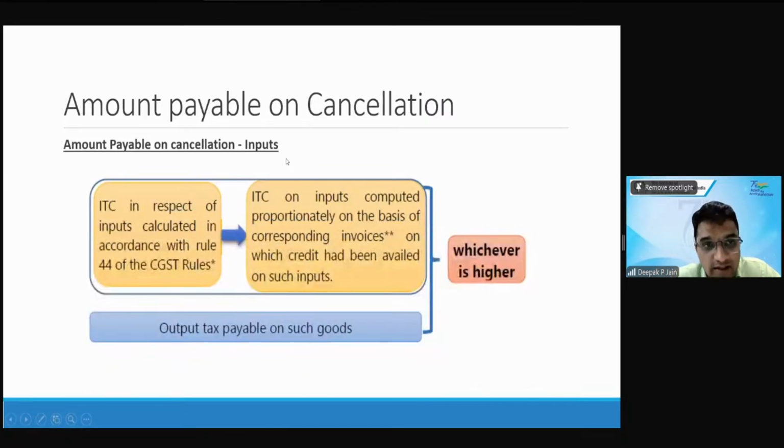Amount payable on cancellation will be calculated in accordance with rule 44 of the CGST rules. You have to do a comparison of the ITC you have claimed, or ITC on inputs computed proportionately on the basis of corresponding invoices. Whatever ITC you have claimed, calculate it at 5% per quarter, as we said. Then compare the input tax with the output tax payable, and whichever is higher, you will have to pay.